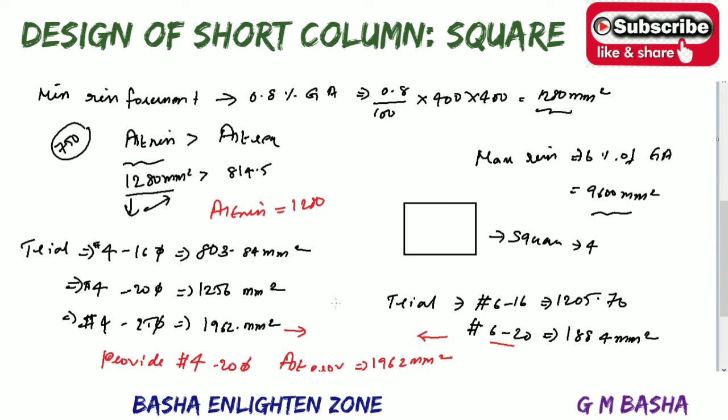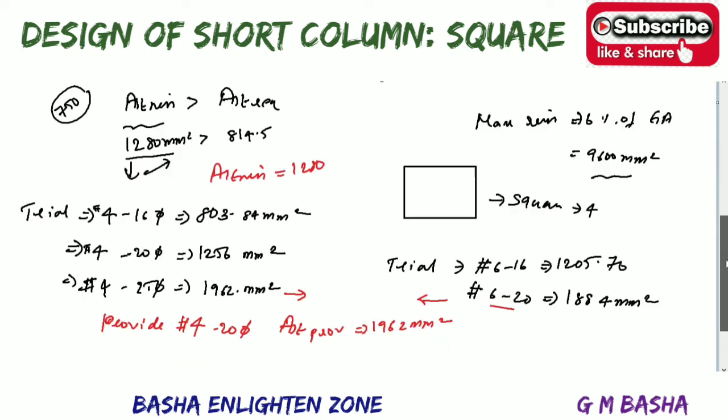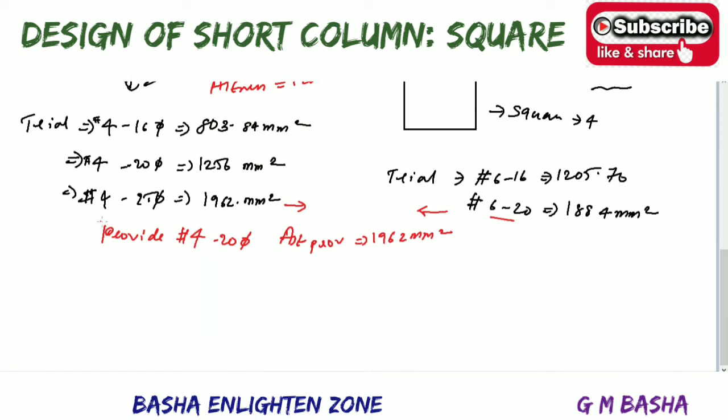Okay, then after providing the area of the steel, your area of the steel will be 1962. After that, what do we have to do? Then provide the lateral ties.